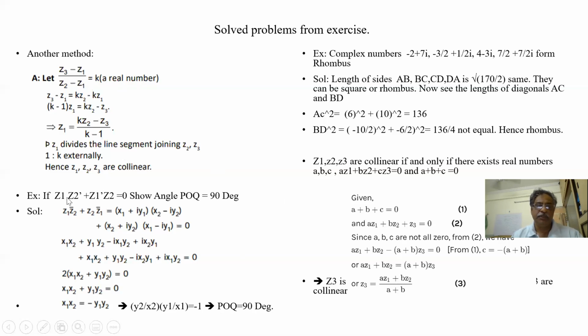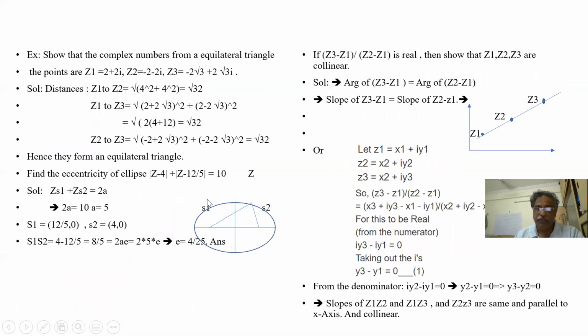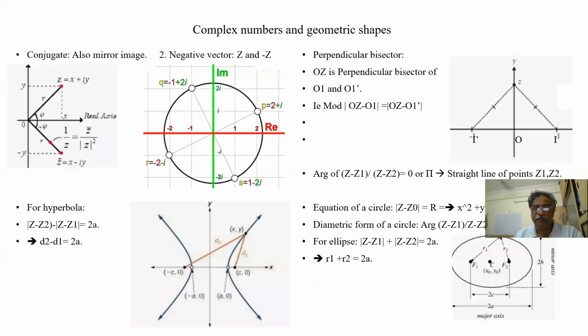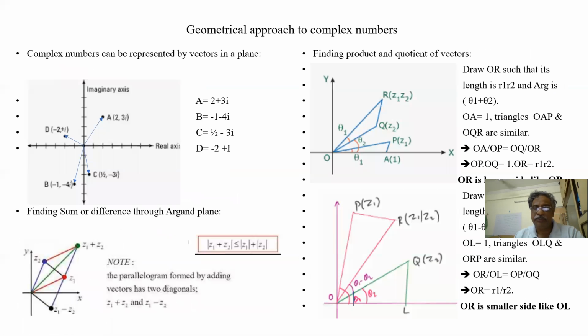We know this. This is basically a rule. If the mod of Z1 plus Z2, whole square, is equal to mod Z1 square plus mod Z2 square, then this is the condition: Z1 Z2 bar plus Z2 Z1 bar is 0. If they are 90 degrees, what does it mean? They are 90 degrees, we have seen here.